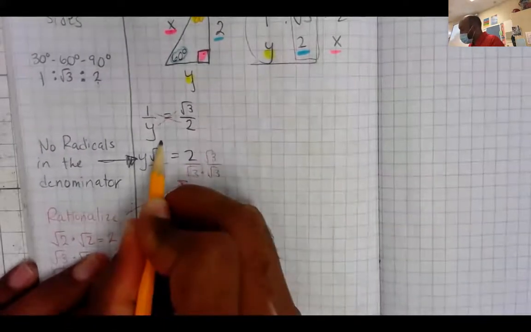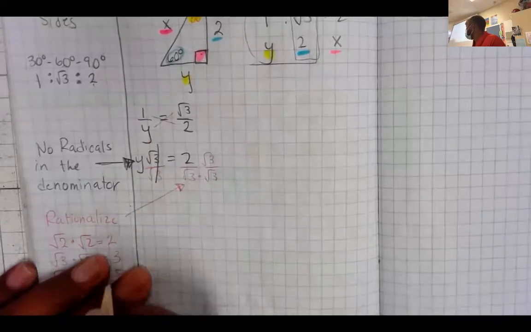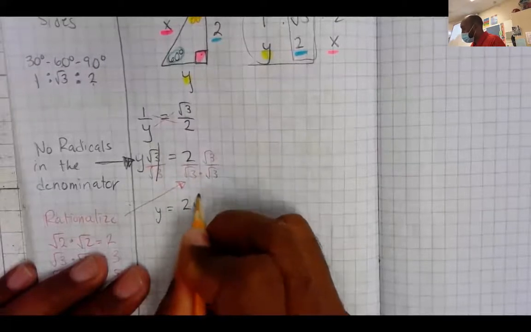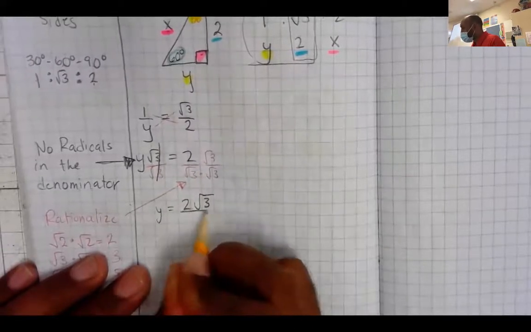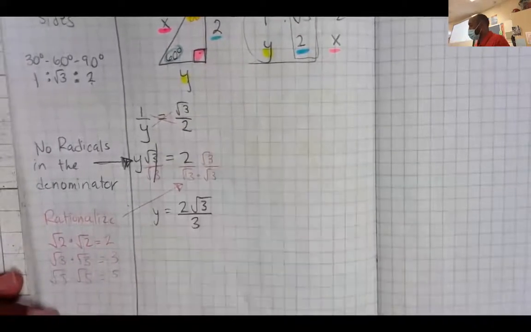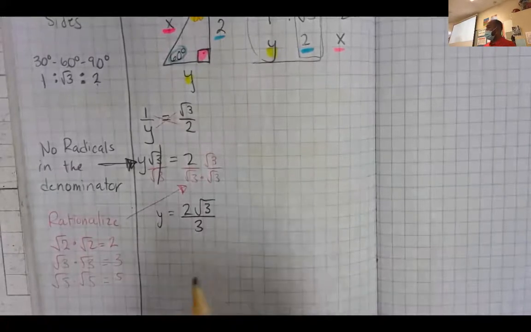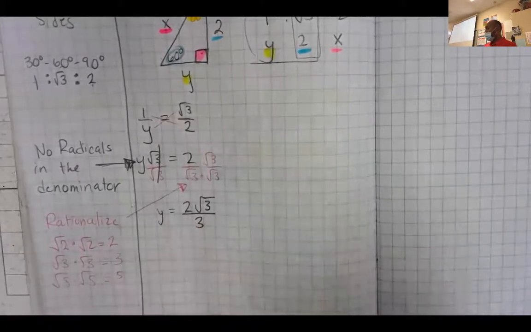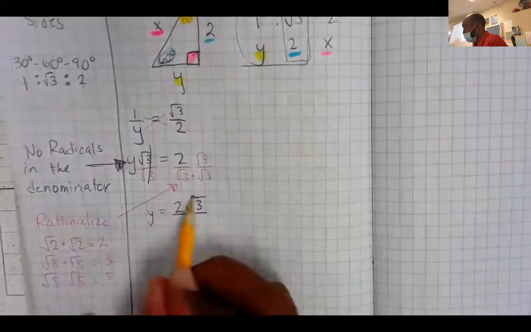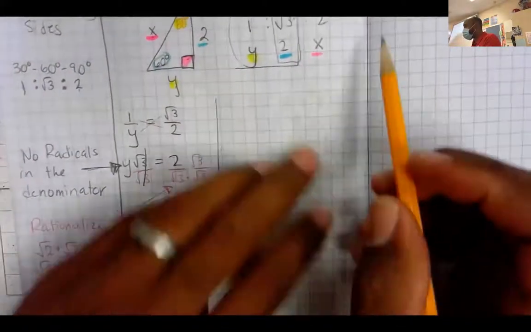So now, first of all, this cancels out on the left because it's just square root of 3 divided by square root of 3. And then here, the top is going to be 2 times square root of 3. The bottom is square root of 3 times square root of 3, which we see is just 3. So now you have an exact value for y without a radical in the bottom. Okay, now we do the same thing with the other side. Now we're going to do the same thing for x.